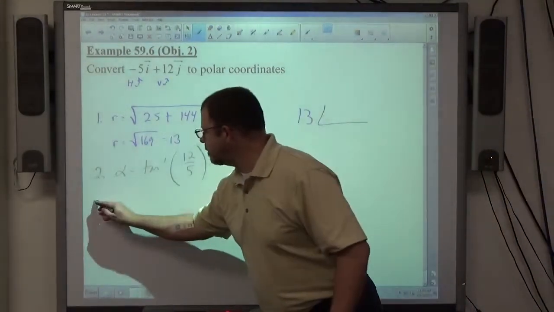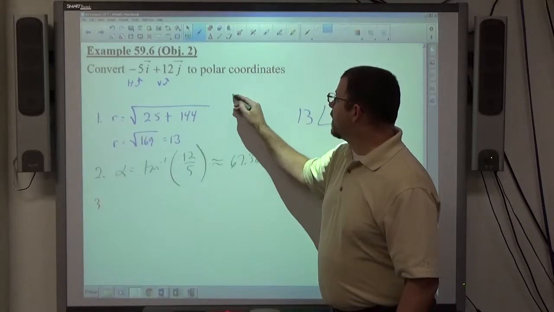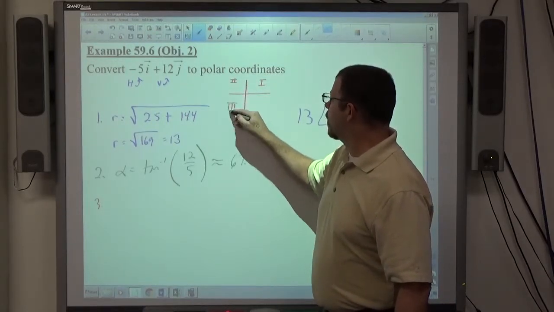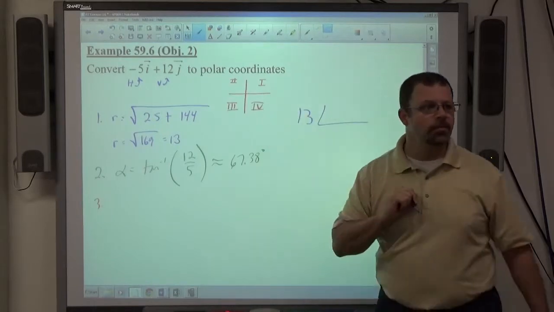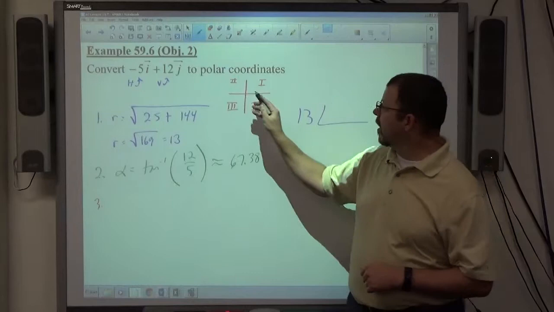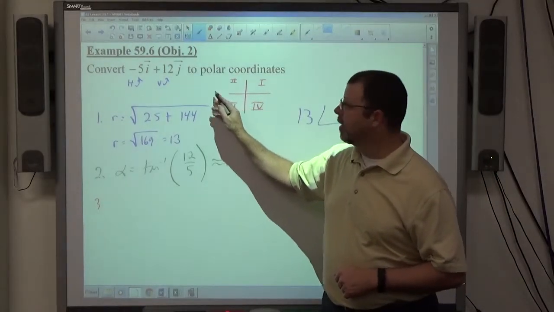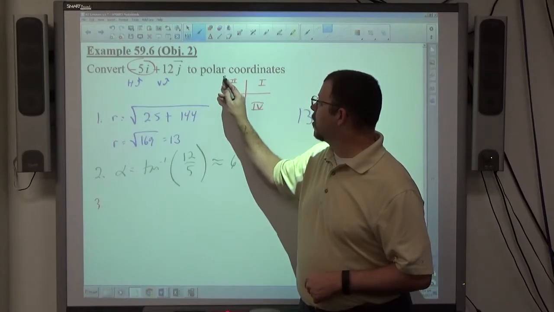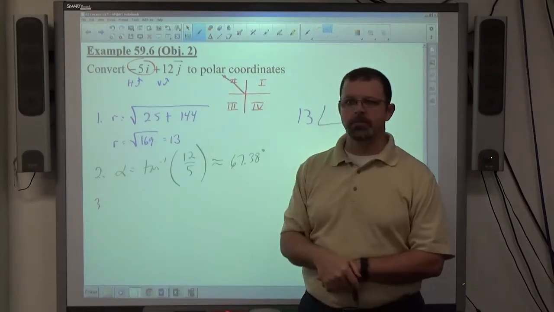Step 3. All I need to do is establish a quadrant. We got quadrant 1, we got quadrant 2, we got quadrant 3, and quadrant 4. Know where the quadrants are. And imagine moving directions. Horizontally, I'm moving left. Negative 5, I move left, right? Positive 12J moves up. That puts me somewhere over here in the second quadrant.